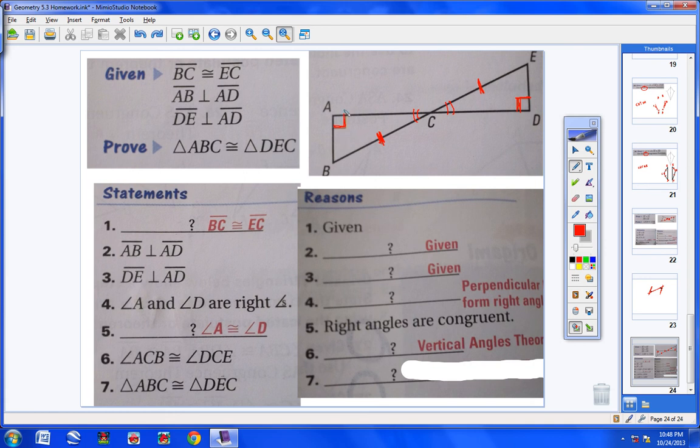How about angle, angle, and then side? Angle, angle, side, congruent to angle, angle, side. Okay, do you see that? So angle, angle, side in one triangle is congruent to angle, angle, side in another triangle. So how can I state that these two triangles are congruent? Angle, angle, side. Angle, angle, side.